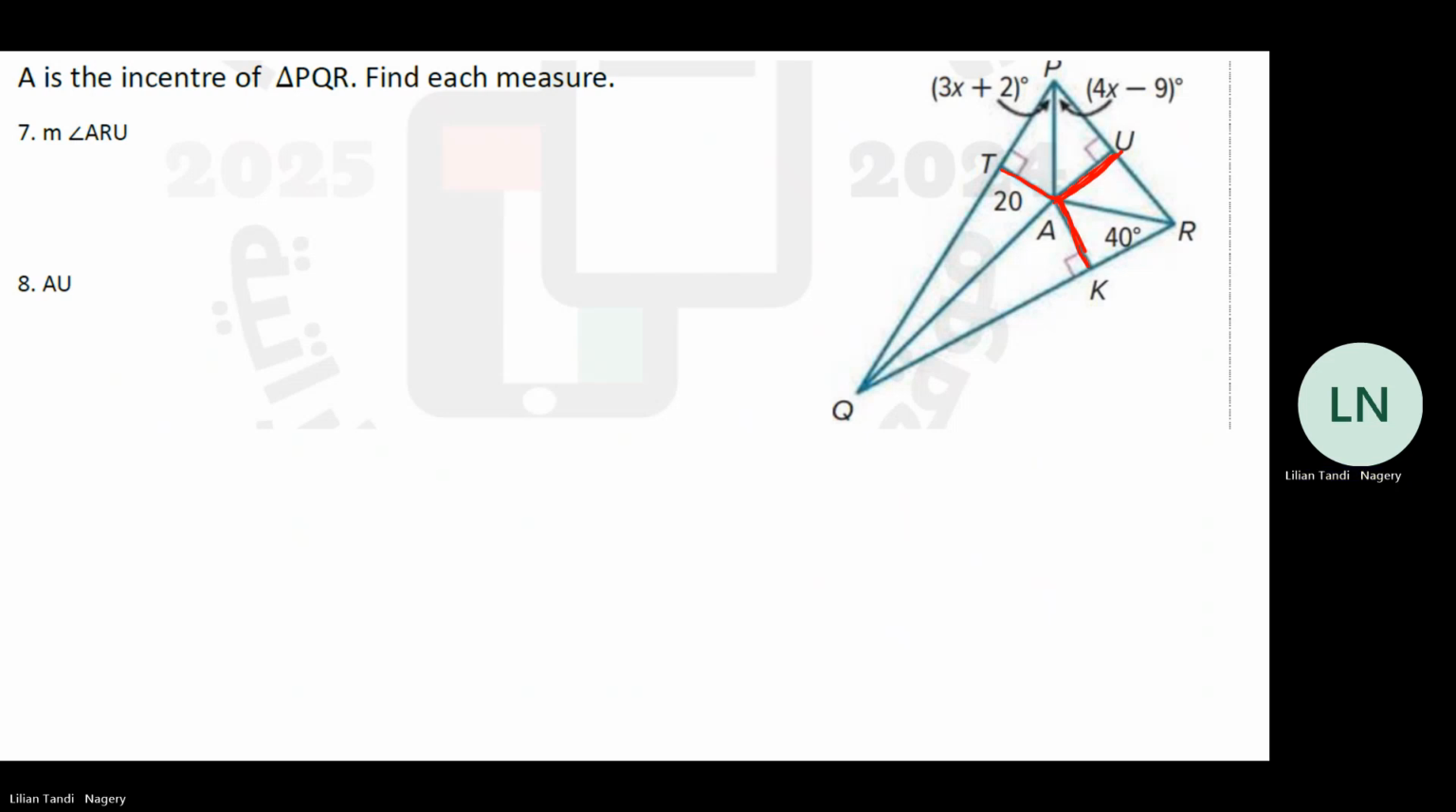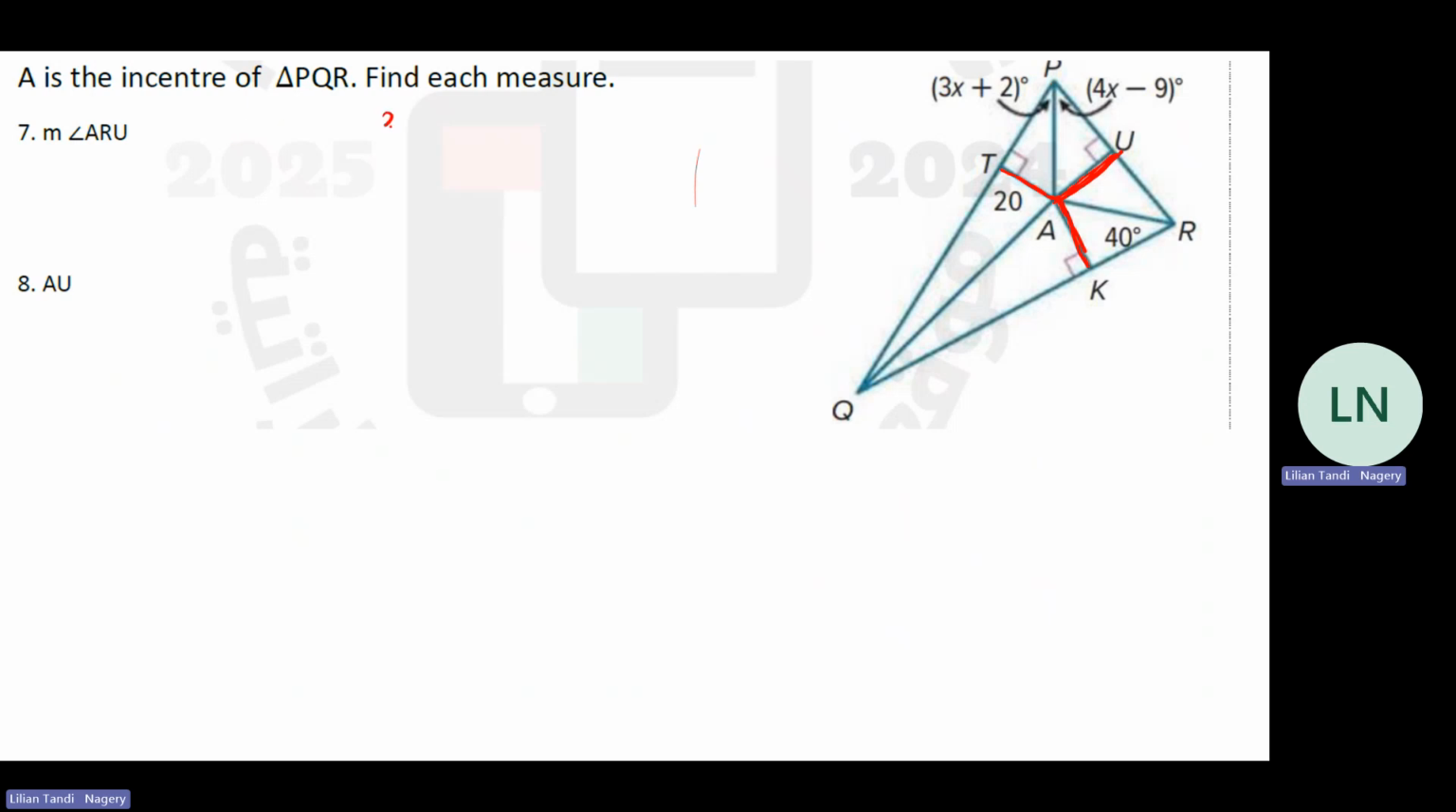All right. So what do we know? AR bisects angle R. It's an angle bisector, AR. AP is also an angle bisector. An angle bisector means it cuts an angle into 2 equal parts. So if it cuts an angle into 2 equal parts, TPA is equal to APU. So we can do that.